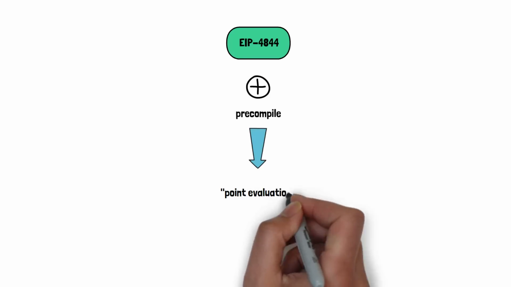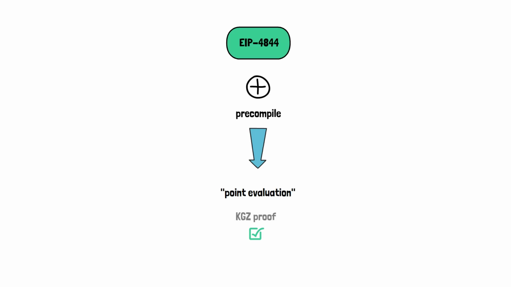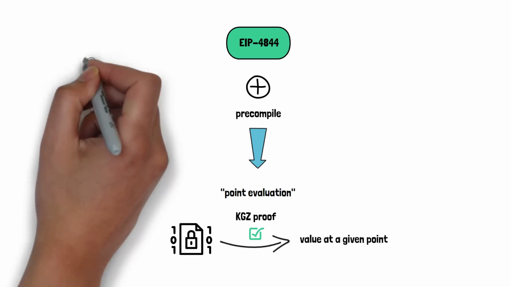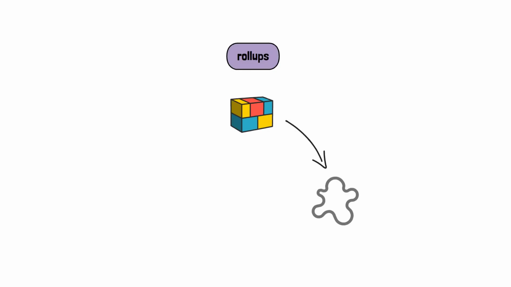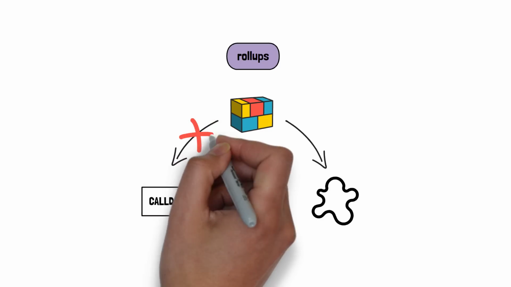EIP-4844 adds a new precompile called point evaluation that verifies a KZG proof which claims that a blob, represented by a commitment, evaluates to a given value at a given point. So, how exactly does this all apply to rollups? With the new blob space, rollups will be able to put their block data into blobs rather than the more expensive call data that has been used for this purpose so far.